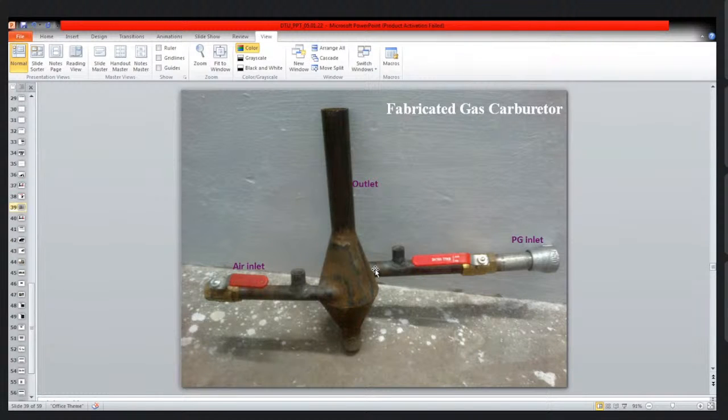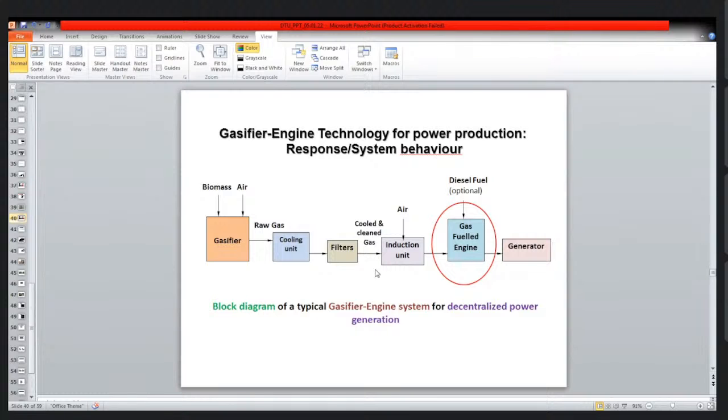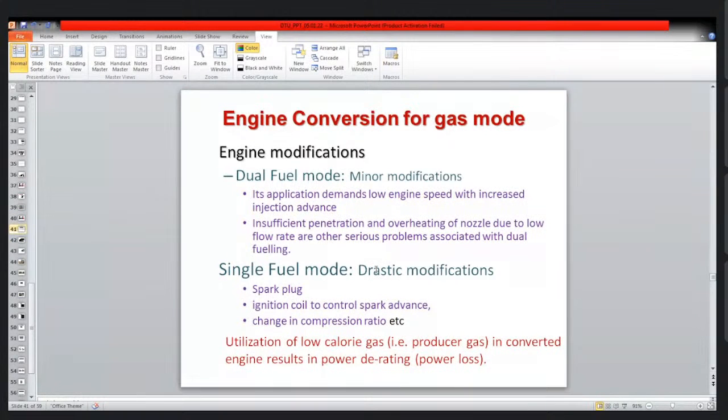This gas carburetor was designed by my MTech student through CFD analysis. The gas engine can be modified to dual fuel mode. Minor modifications are required, and it demands low engine speed with increased ignition advance. There is also insufficient penetration and overheating of the nozzle due to low flow rate when we are using pilot fuel, and other serious problems associated with dual fueling. For example, fuel dribbling is also one of the problems.